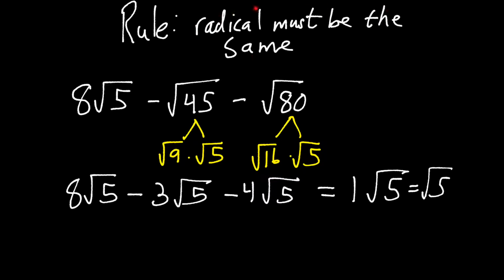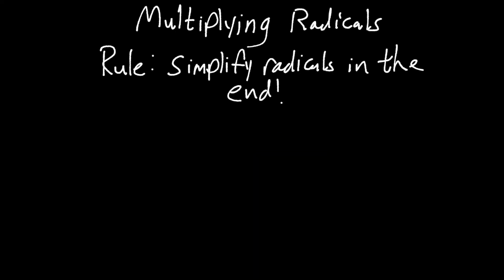Make sure the radical portion is the same. Alright, let's move on to multiplying and dividing. With multiplying radicals, we do not have to have the same number under the radical, but what we have to make sure we do, and this is my second rule, is simplify the radicals in the end. Do not leave it as an unsimplified radical.